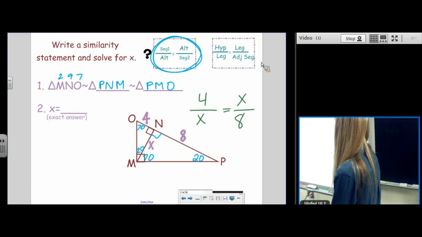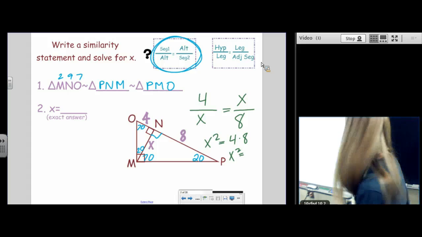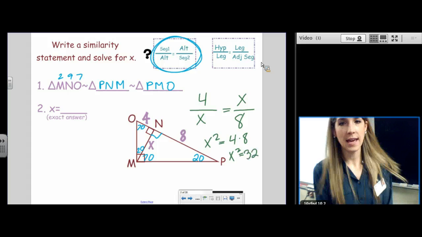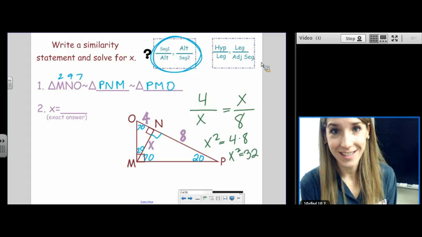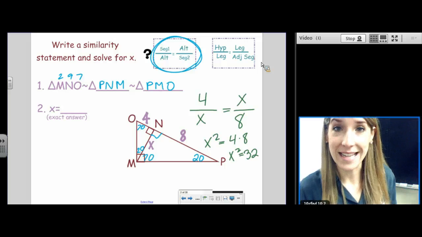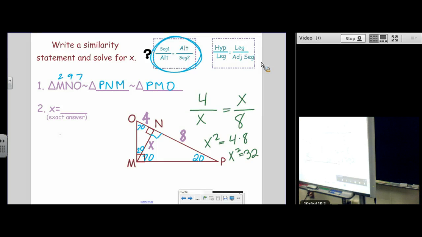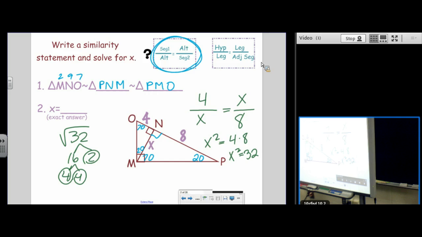Cross multiply. X squared equals 4 times 8. X squared equals 32. And here's where it changed from last unit. Last unit, you would have just done square root of 32 in your calculator and you would have put a decimal. But now we know how to simplify this. I'm just going to stop there because I found a pair. 4 root 2.